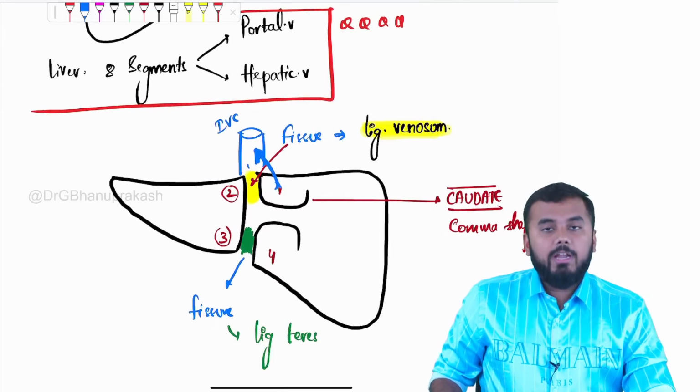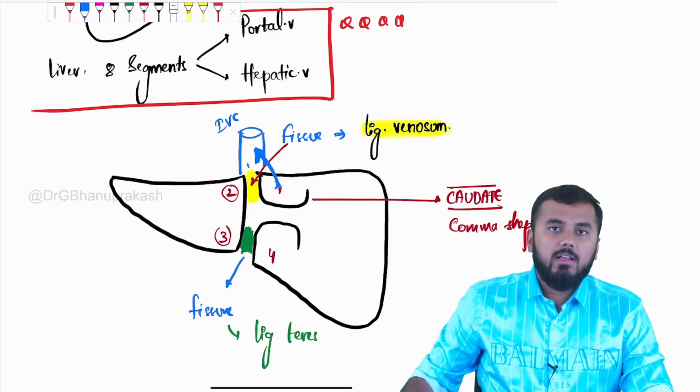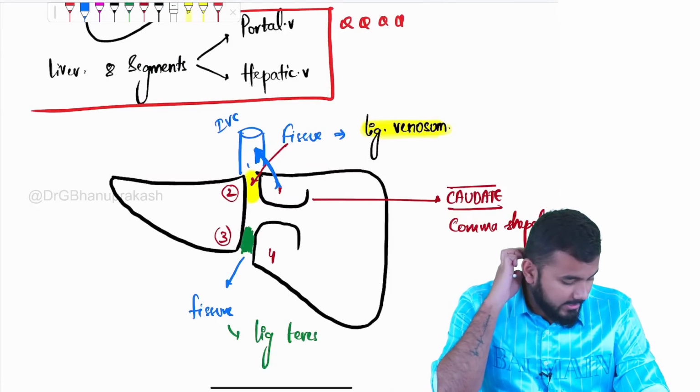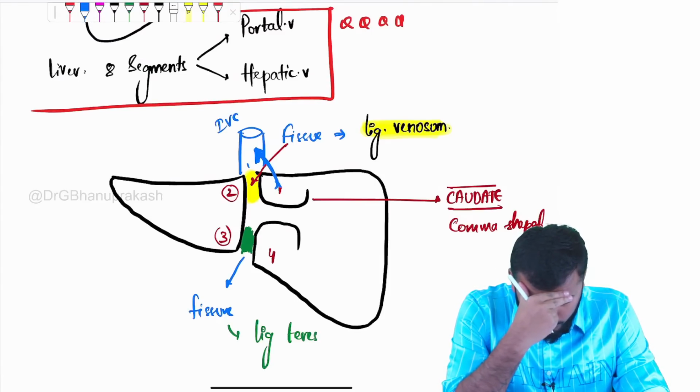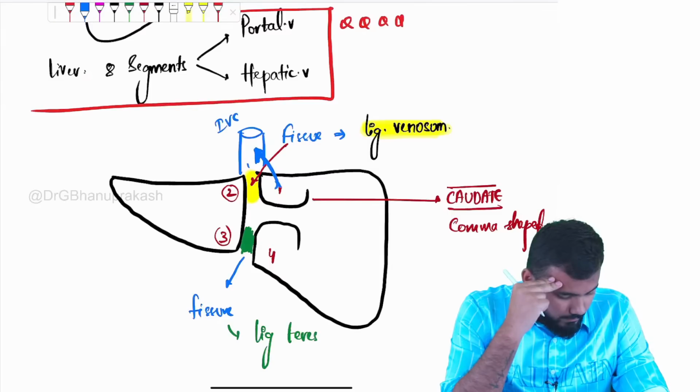Now, here comes a clinical point. Can anyone tell why did I stress and tell you that the caudate lobe or the first segment drains into inferior vena cava? Can anyone tell the clinical point here? Yes, I'm waiting. Anyone, guys, if you don't know, just tell me you don't know it. Metastasis, Pavan Kumar, yes, he's right.